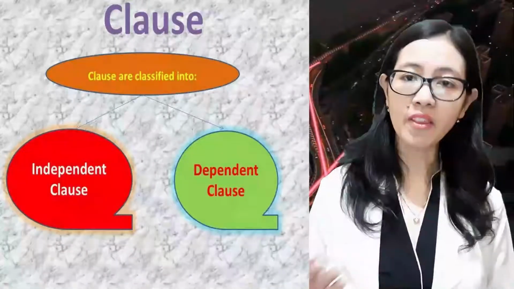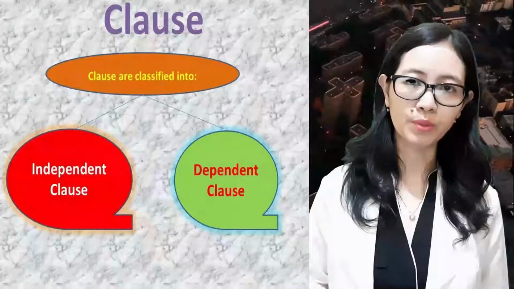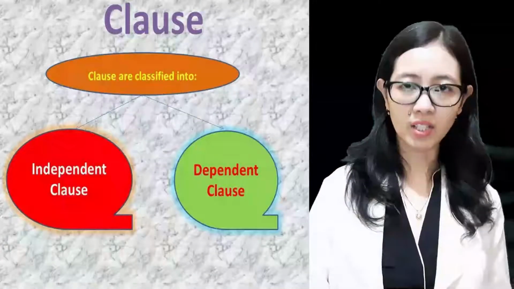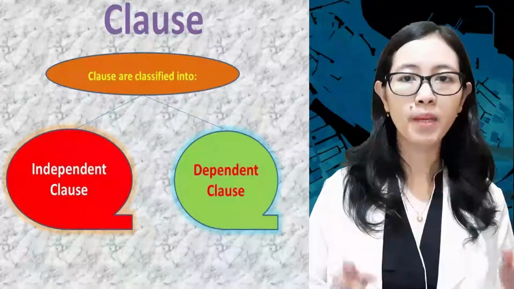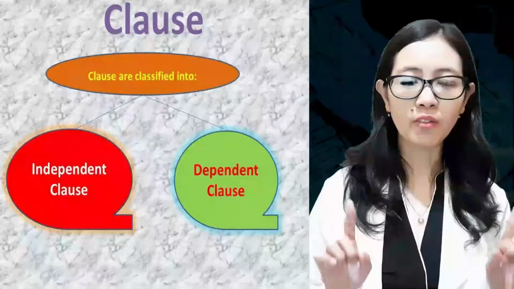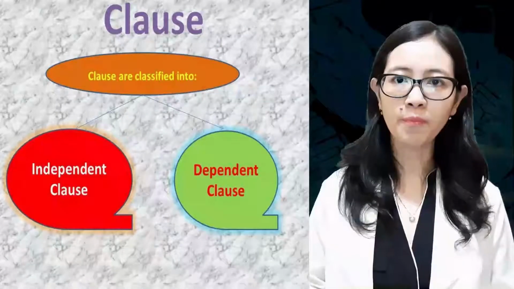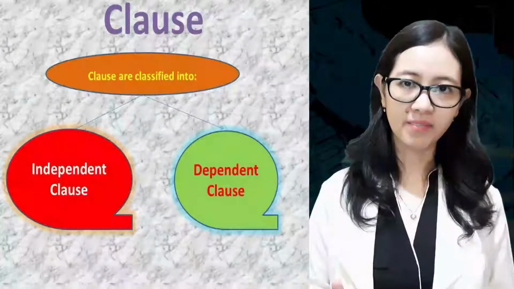Dependent clause, on the other hand, is a clause that cannot stand alone. It usually starts with a conjunction. For example, because I need the sweater. Because I need the sweater doesn't convey a full meaning. That's why we need the help from a sentence to complete the dependent clause to form a meaning.